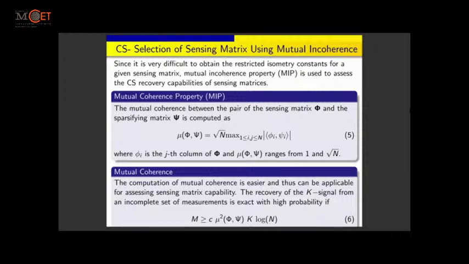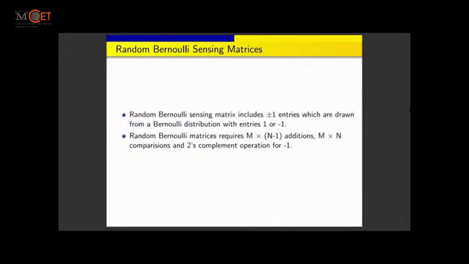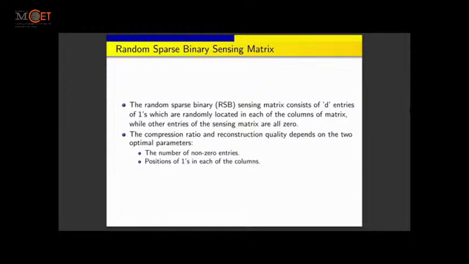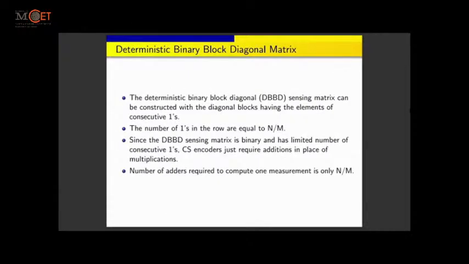Similarly, there is a condition for the mutual coherence property. After applying compressed sensing, we can have different types of signals. Here we are trying to see whether it is possible to reconstruct my original EEG signal from only 120 measurements.